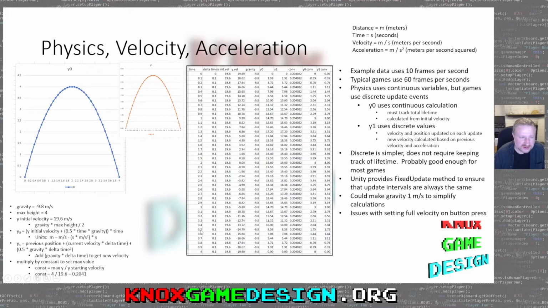So that's basically the continuous value. The other method is doing the discrete values. I have that as y1. To get the position, you take the previous position and then add the current velocity times the delta time, the amount of time that's passed since the previous update. Typically that will give you a really close curve, but it won't give you the exact values as you would have with the continuous function.